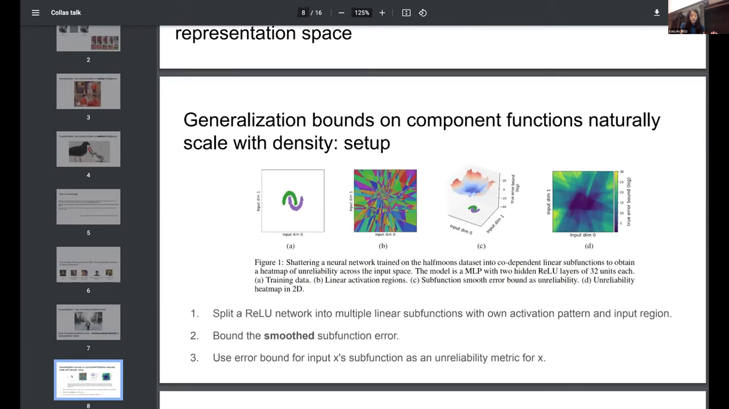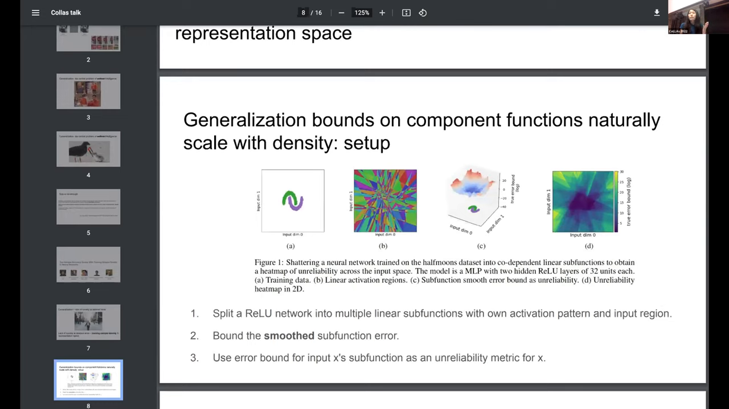So now I'm going to go into the details. From the literature on expressivity of neural networks, we know that ReLU networks define a partitioning of the input space into non-overlapping polytopes, or so-called activation regions, where every point in a given activation region induces the same linear function that's computed by the network. So a neural network can be considered a composition of different linear functions, basically.